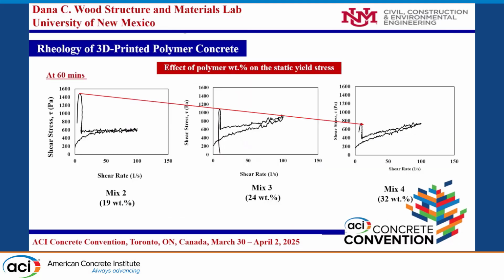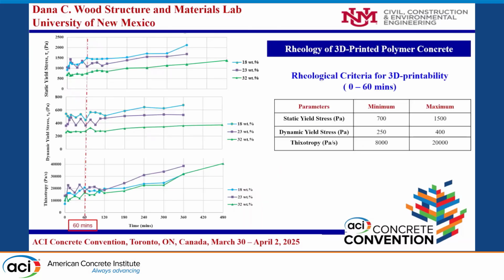So here's an effect of the polymer weight. Of course, we saw that the polymer weight increased the deformation, and that's because of the decrease in the static yield stress. Normally, the practice is to measure rheological properties and after that do 3D printability by comparing the results. But here we're doing the opposite. We are testing the 3D printability and then we are getting the rheological properties of the mixes.